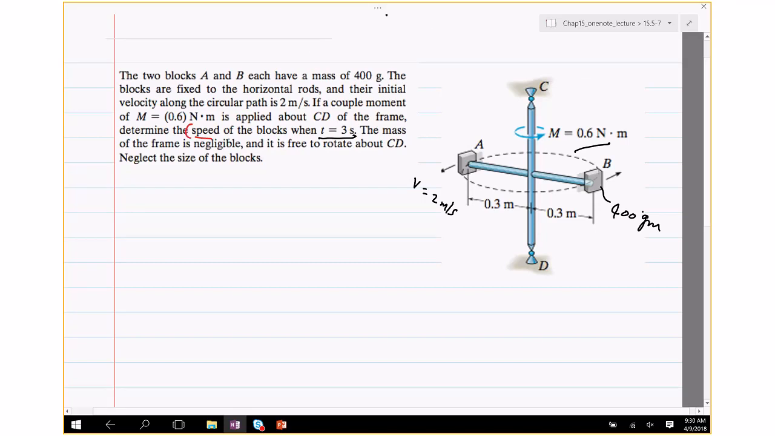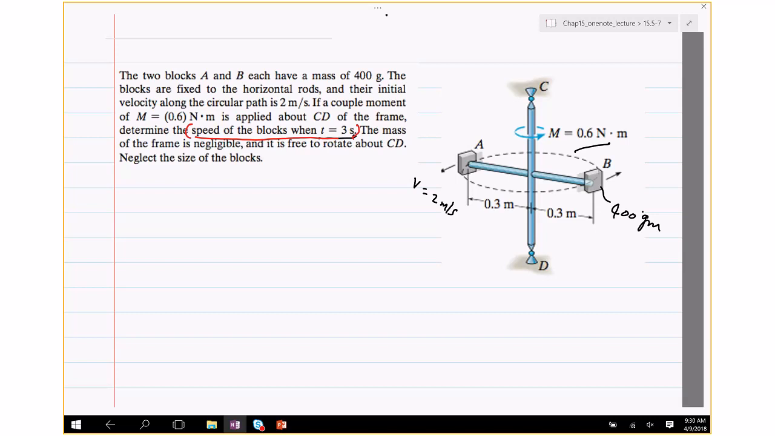Find speed when the time is given, or vice versa. You'll be given the speed and told to find the time. If you see that, then you're better off using either linear momentum and impulse or angular momentum and impulse. Since this is spinning in circles, you're better off using the principle of angular momentum and impulse.